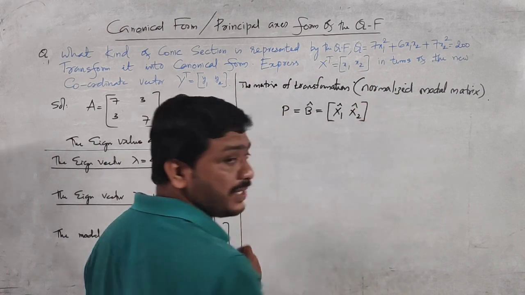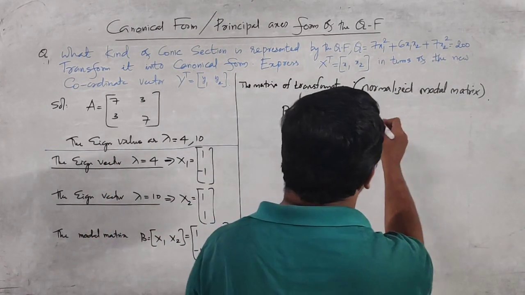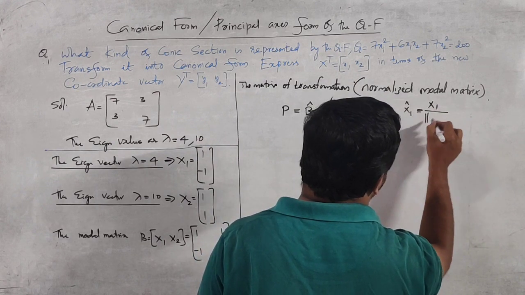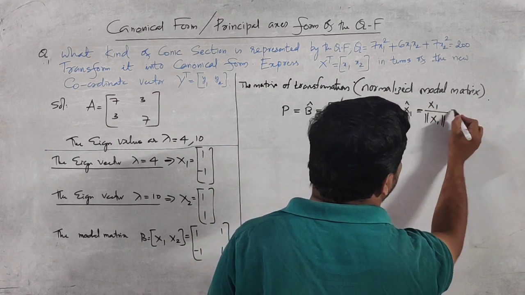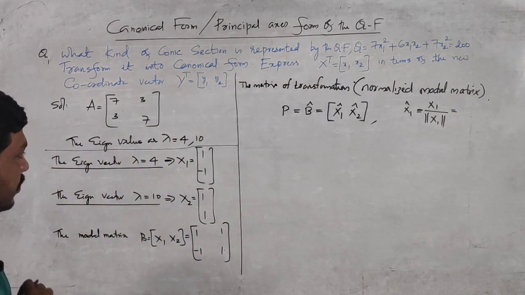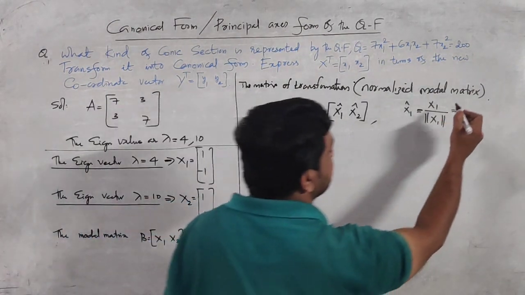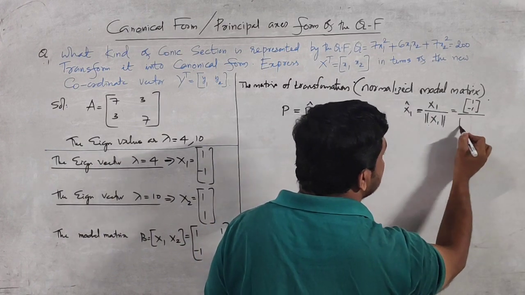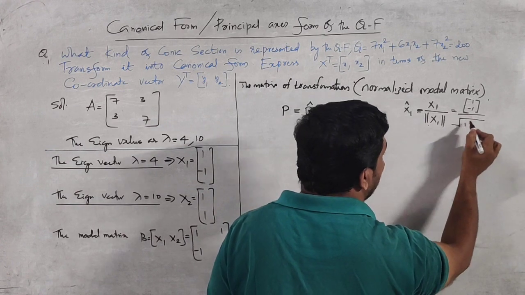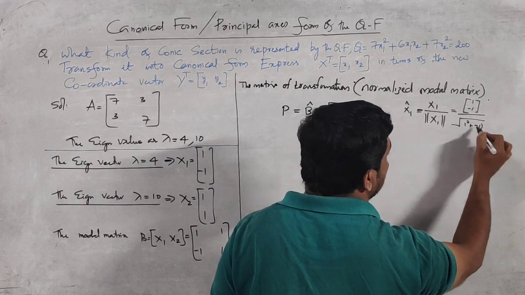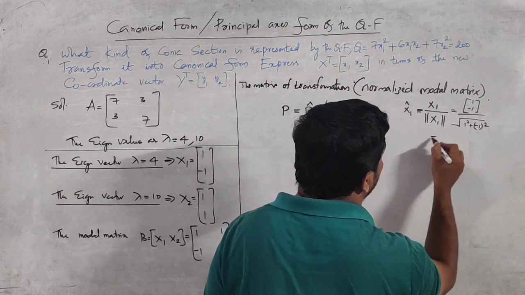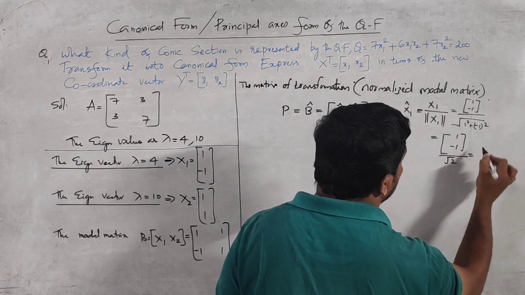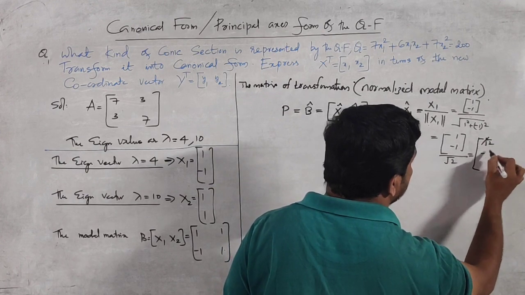I will explain how to write x1 cap and x2 cap. All of you know x1 cap is x1 by norm x1, or modulus of x1. The vector x1 is 1, minus 1. The modulus is the root of 1 square plus minus 1 square, which is root 2. So x1 cap is 1 by root 2, minus 1 by root 2.